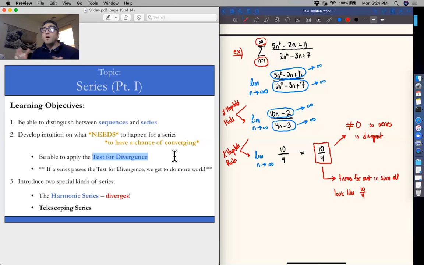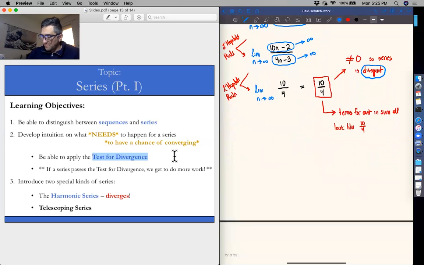All right, so we did one example of applying the test for divergence. We took a limit as n goes to infinity, saw that that limit comes out to a finite number that's not 0, so it's automatically divergent in this case. Let's do a couple other examples.